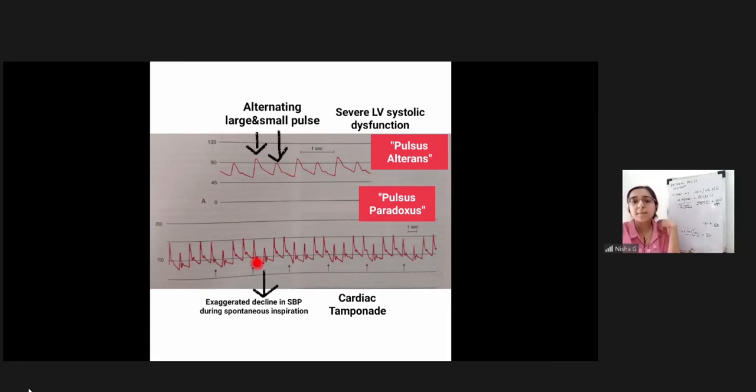Can you see here the peak is going significantly down. There's an exaggerated decrease in the systolic BP during spontaneous inspiration of the patient. This is known as pulsus paradoxus, which is seen in cardiac tamponade. So the arterial waveform will give you many clues of the patient's cardiac condition.